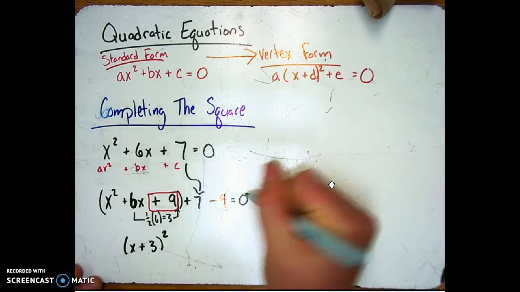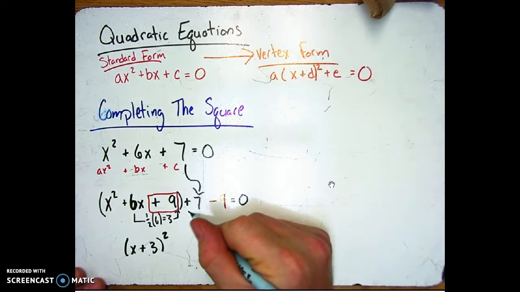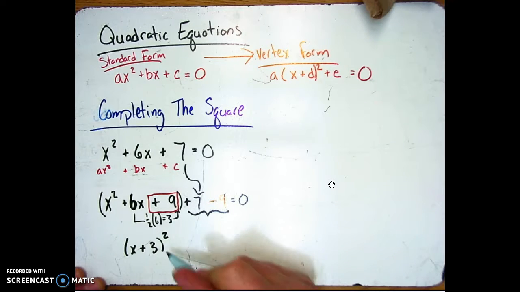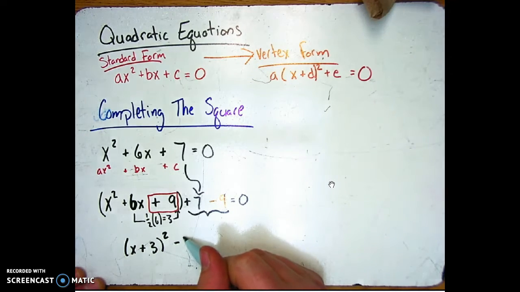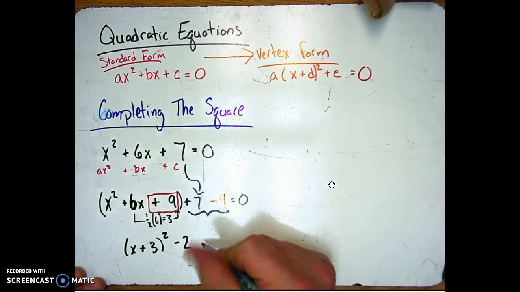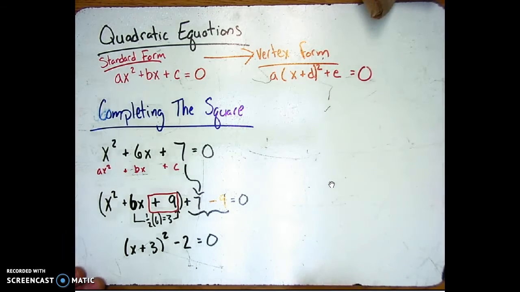Set it back equal to 0. And then we can combine these terms and bring it down. So that means 7 minus 9 is minus 2. So we get x plus 3 squared minus 2 equals 0.